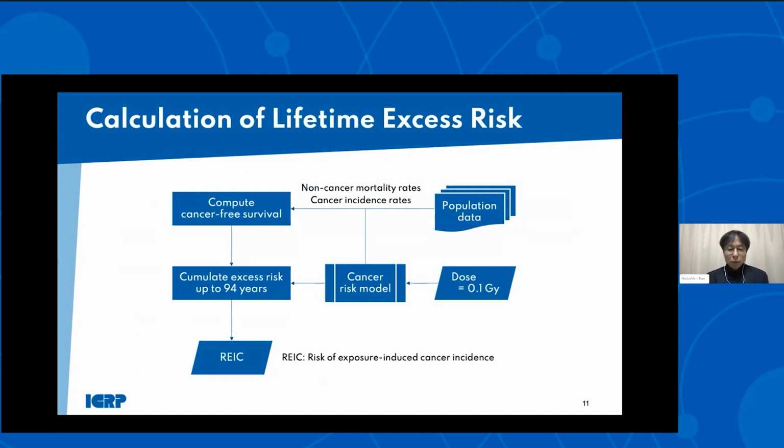The essence of nominal risk calculation is computing the lifetime excess risk for given conditions. So non-cancer mortality rates and baseline cancer incidence rates are taken from population data, and excess cancer incidence rates were computed using the cancer risk models. With them, cancer-free survival was computed, and excess risks were accumulated up to the age of 94 years.